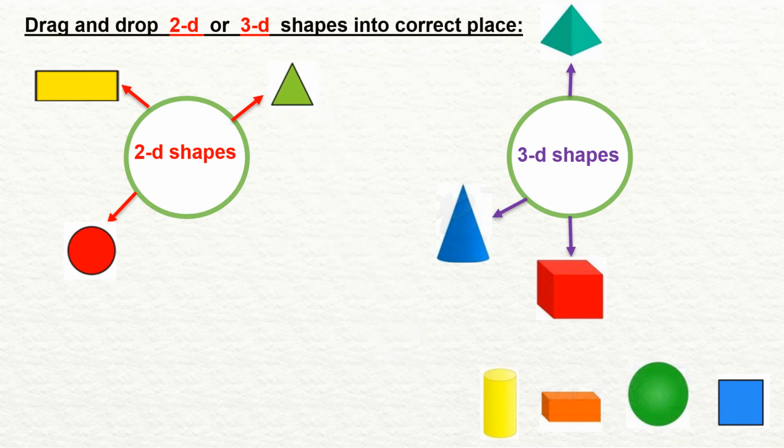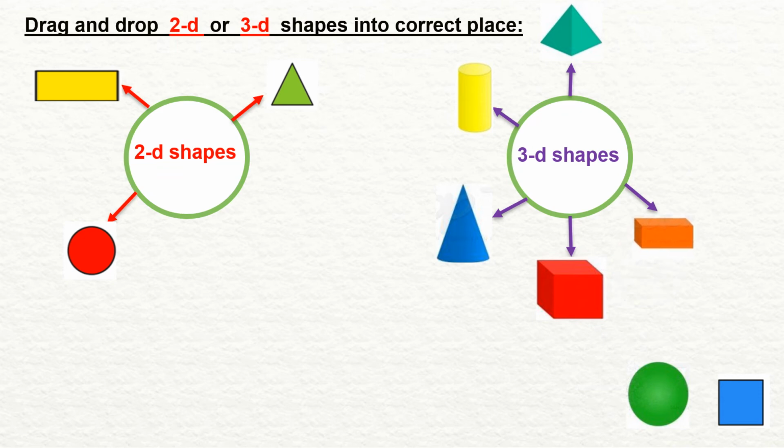The next shape, can you remember how many faces in the next shape? It has 2 circular bases. So it's the cylinder. It will go with the 3D shapes. The next one, yes, I know it. It's a rectangular prism or cuboid. It has 3 dimensions, so we will put it with the 3D shapes.